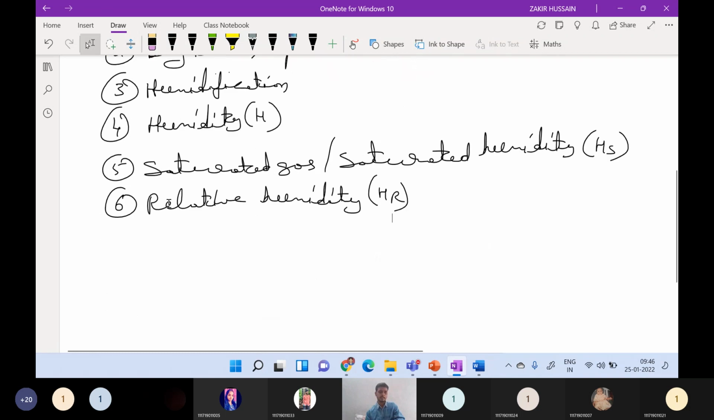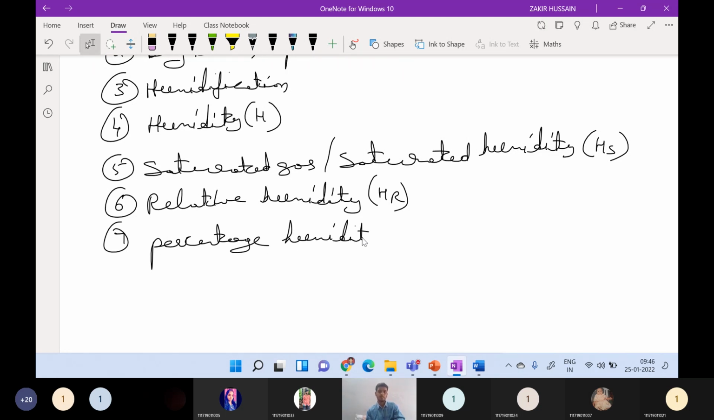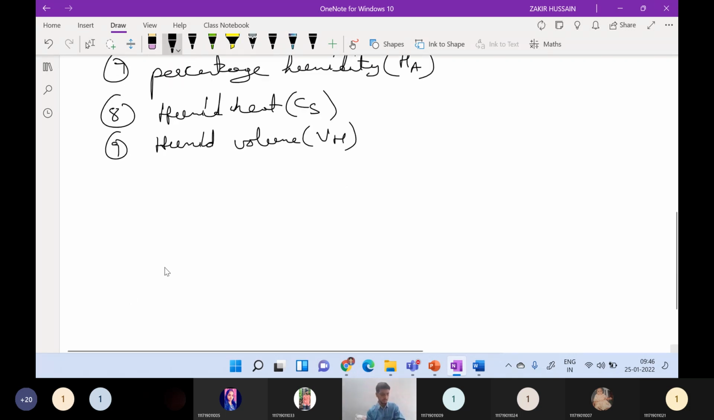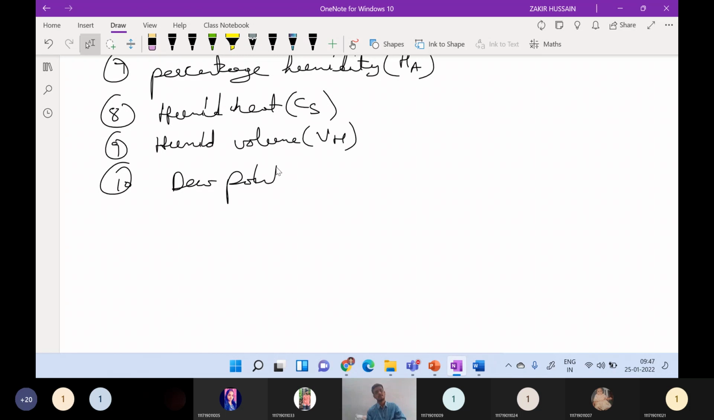Relative humidity, then percentage humidity. Next one is percentage humidity. So this will be denoted by HA. And next one is humid heat. It is denoted by CS. Then next one is humid volume. It is denoted by VH. Then next one is dew point. 10th one is what is dew point. Then 11th one is total enthalpy.